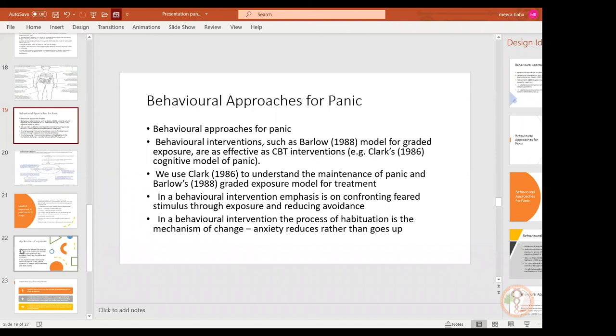So now we are looking at behavioral approaches, but I am bringing Clark in a little bit here, just to ensure that we have an understanding of the behavioral intervention. But we are going to focus on the behavioral intervention, especially habituation and the mechanism of change, how the anxiety is reducing as a result of that. Okay, so let's look at it. This is Clark's panic model.